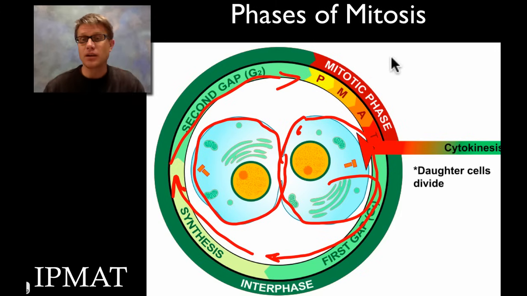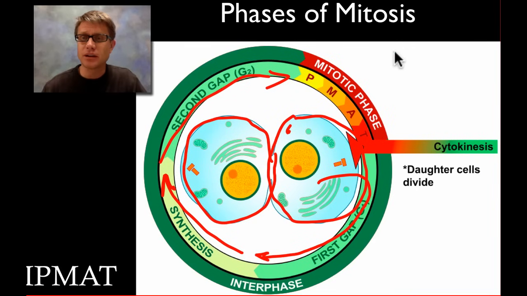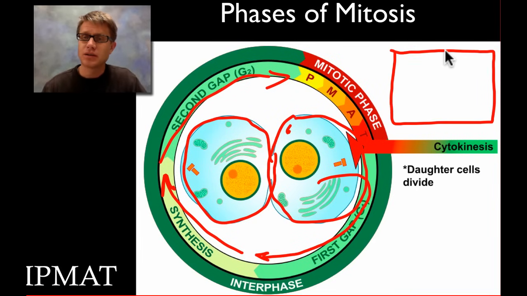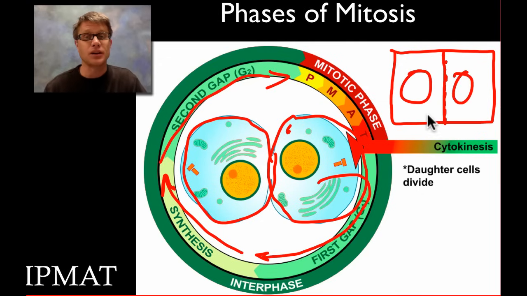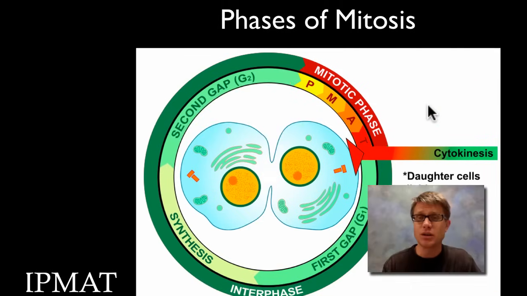Now what we're looking at here is animal cells, but plant cells will do something similar. The only difference is that instead of pinching in half, because they can't really do that since they have a cell wall, they'll build something called a cell plate that's going to form right here in between the cells, and that'll eventually form a new cell wall, and eventually we'll have two cells as they split in half. But aside from that, it's pretty much the same way.